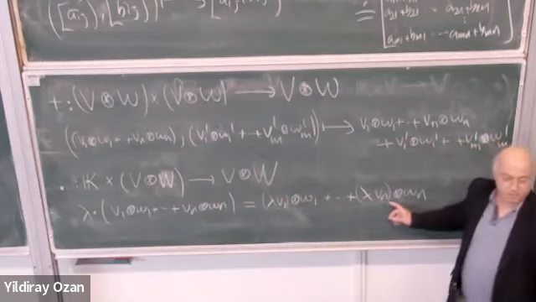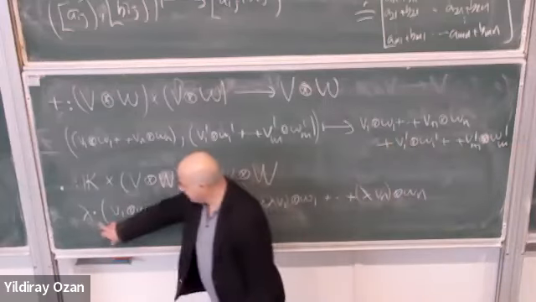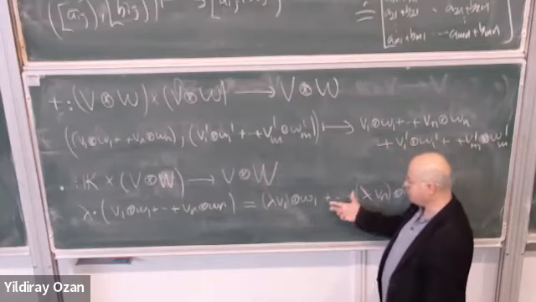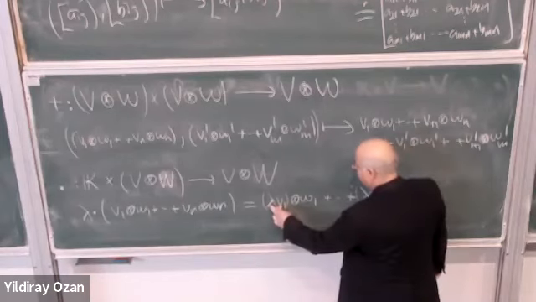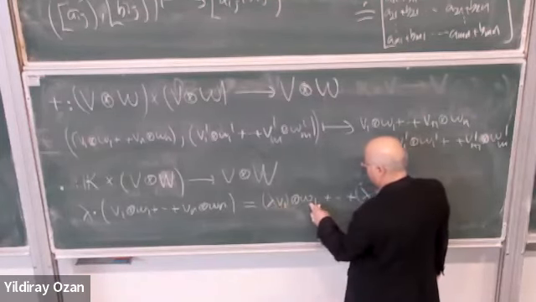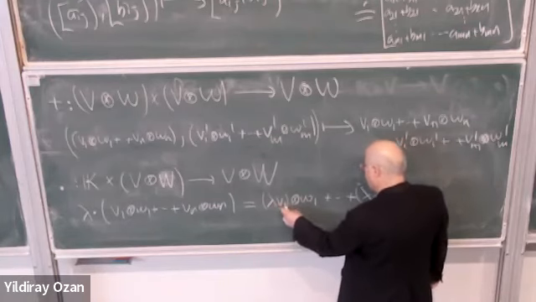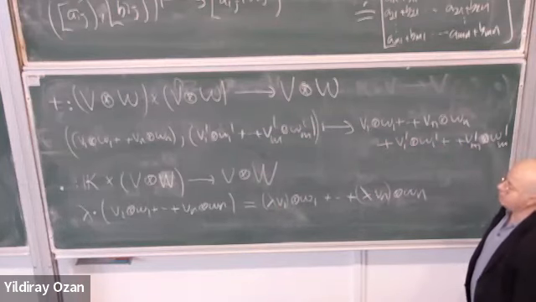Actually, I don't need this parenthesis because this times this is defined to be just this gadget. So you may regard this as lambda times V plus V cancel W or lambda times V cancel W. Doesn't matter. They are just the same thing.